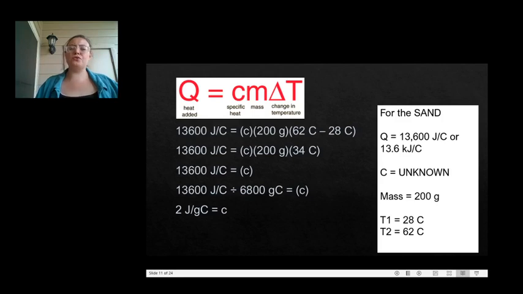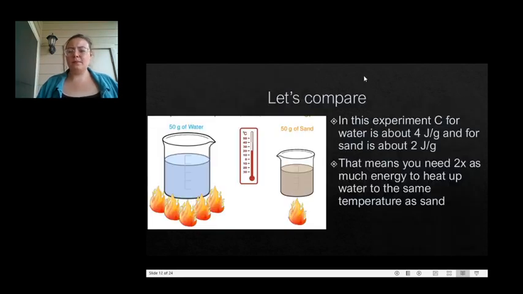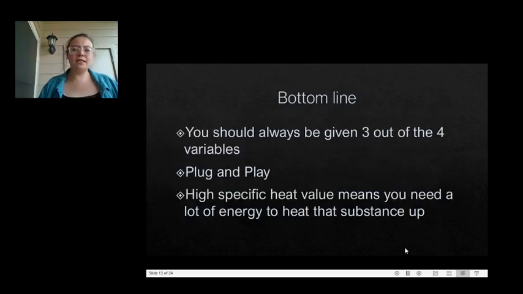The water was 4 joules per gram Celsius. So that means that we need 2 times as much energy to heat up the same amount of water to get to the same temperature as sand. And so that's why the specific heat of water is much higher than the specific heat of the sand. So bottom line, you should always be given 3 out of the 4 variables. Plug and play, find out the one that you need, using some algebra. And if you have a high specific heat value, that means you need a lot of energy to heat the substance up.